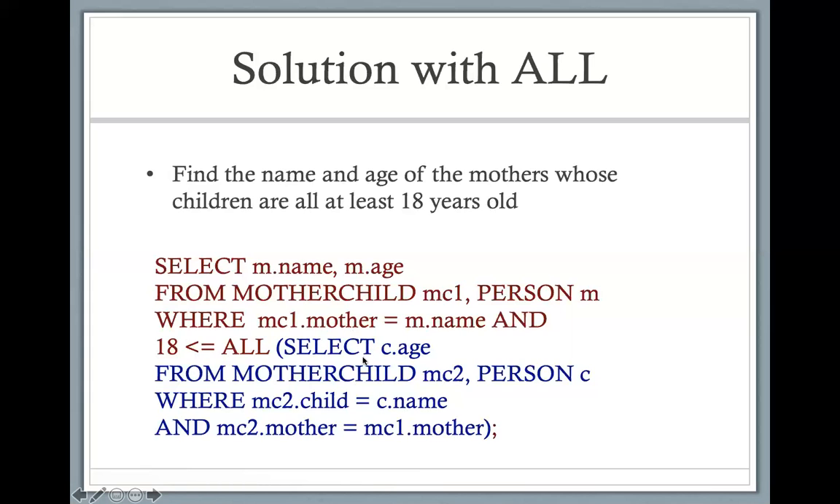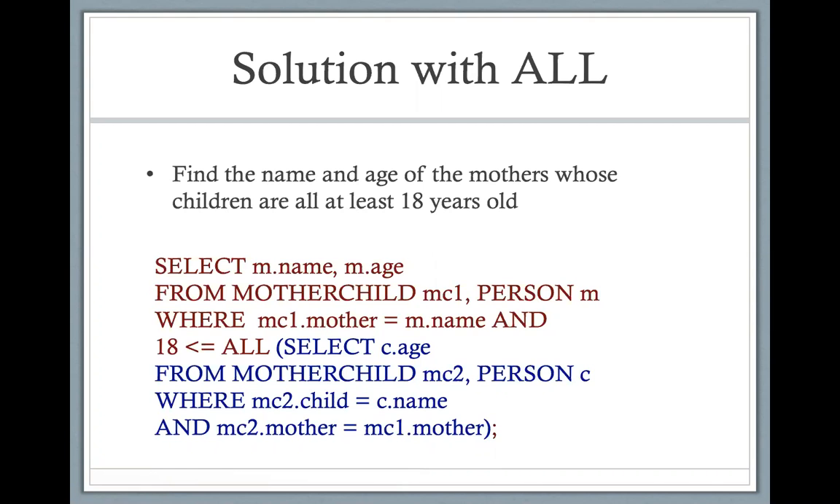What is the blue query? What is it doing? It's selecting the age from mother, child, and person, right? Joining on the child this time, and such that MC1.mother is equal to MC2.mother. So basically it looks at every mom that I've got, and then checks the ages of her children. Get me a list of the ages of all of her children and make sure that they are greater than or equal to 18. It's a bit complicated. It's not very easy. We'll see an easier way of doing it, with the exists. With the exists it becomes easy.